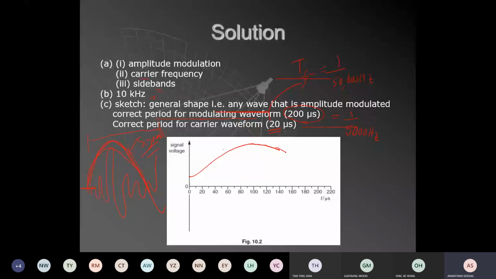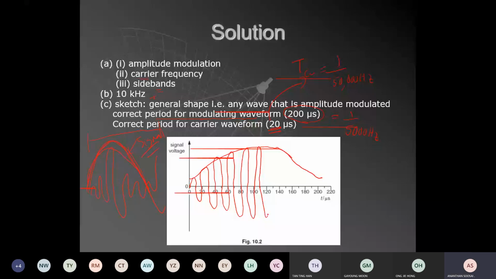So the big wave will go from 0 to 200. This is the pattern going from 0 to 200. And the carrier will have 20 microseconds, so the oscillation will be 20 microseconds. It will be like this, getting bigger like this. This is how you need to trace it, and getting shorter, and finally stop. This is your part C.